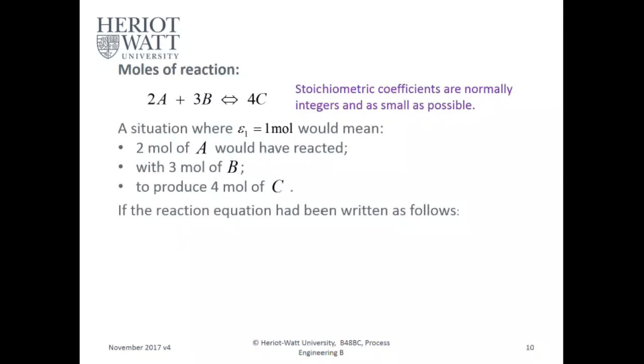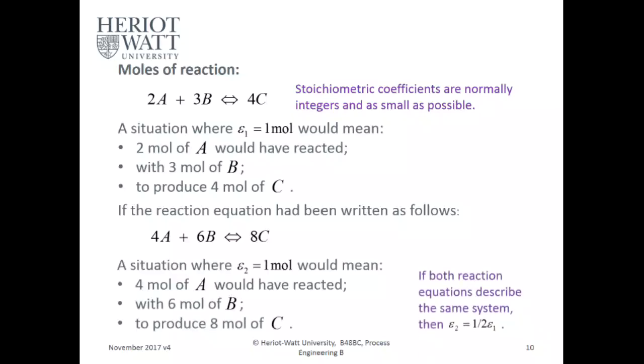If the reaction equation had been written as follows, 4A plus 6B turns into 8C, then a situation where epsilon 2 equals 1 mole would mean 4 moles of A would react with 6 moles of B to produce 8 moles of C. But if both reaction equations are the same, so both are the exact same conversions, then the equation describes the same system. Epsilon 2 would equal half epsilon 1.